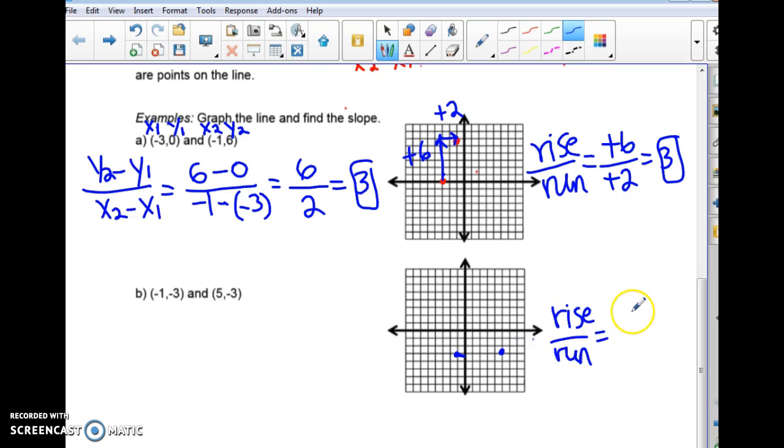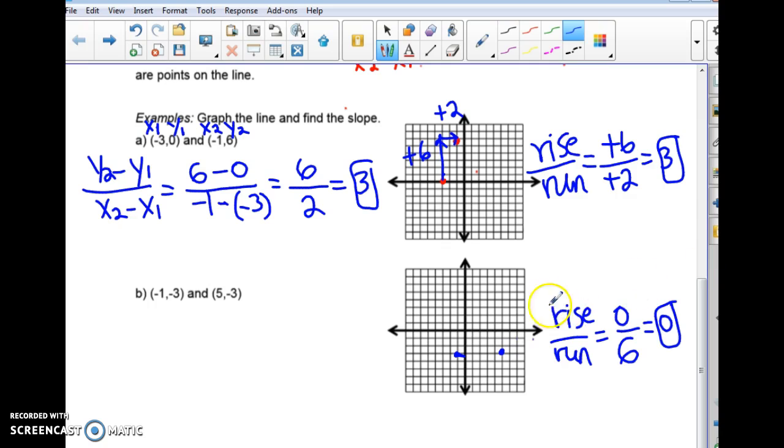None. We don't rise at all. So that's going to be 0 over, how much is running? 1, 2, 3, 4, 5, 6, 6. Okay, when you do 0 divided by 6, that's going to be what? 0 divided by 6. If you put it in your calculator, that's going to be 0.